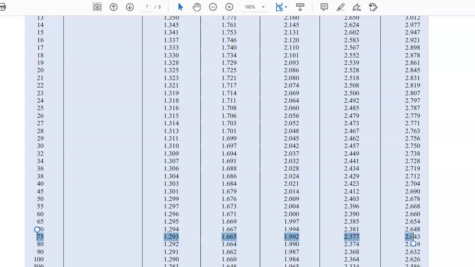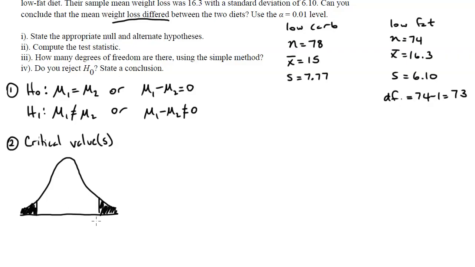Yeah. 75, look at 70, look at 80. They're very close, right? So use the closest one. 75 is the closest to 73. So use 2.643. 2.643 here, negative 2.643 here. Okay? Good so far? So when we compute our test value, if my test value is in this region or this region, reject the null hypothesis. So let's calculate our test statistic.